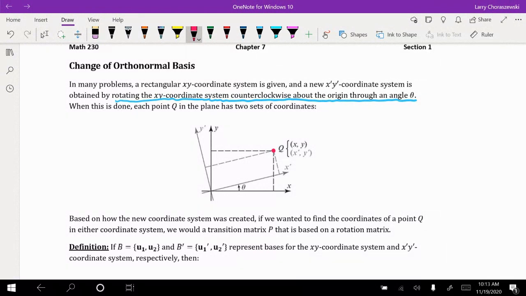But when you rotate the xy coordinate system by an angle theta, you create two new axes. You create what's going to be an x prime axis and also a y prime axis. So with the assumption that that forms a second coordinate system, then we have two different ways of expressing the ordered pair for Q. We have xy, and we also have x prime, y prime.